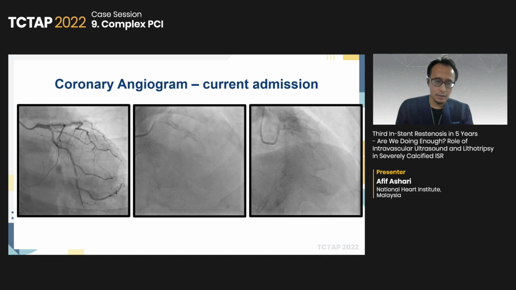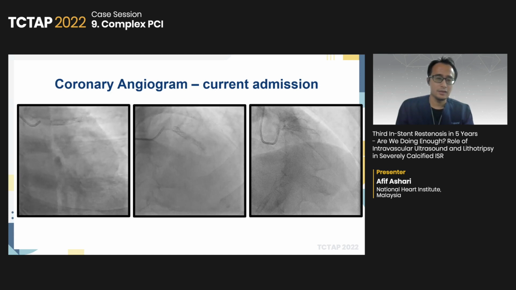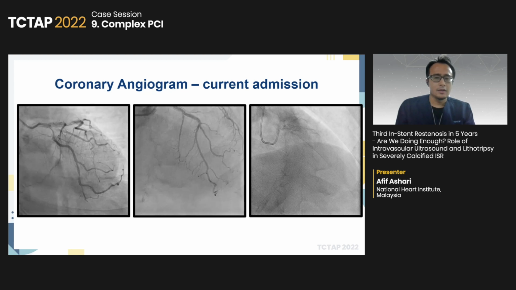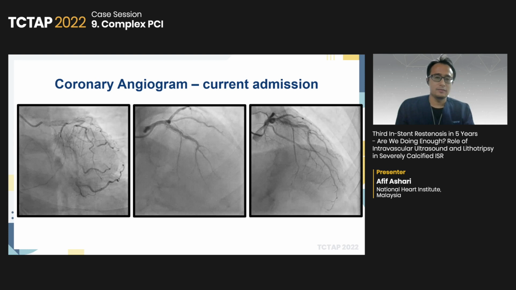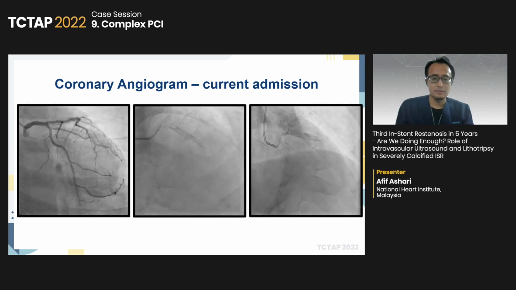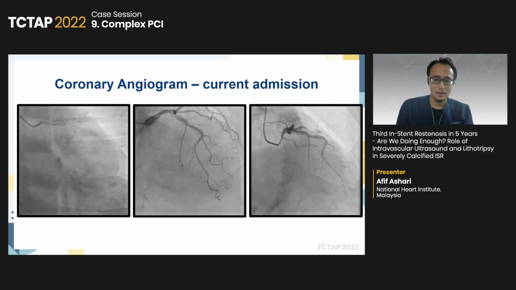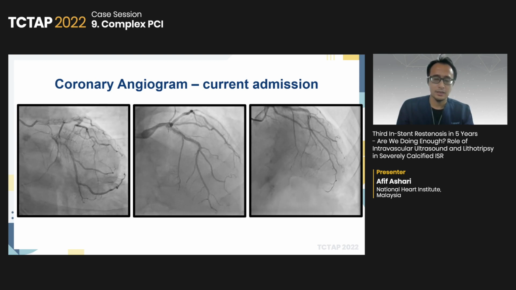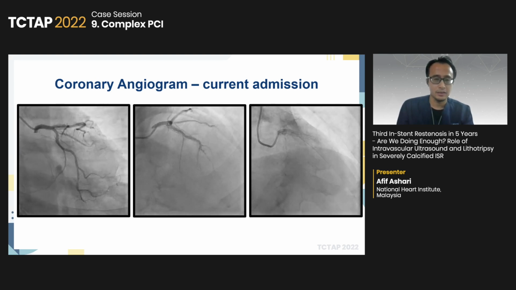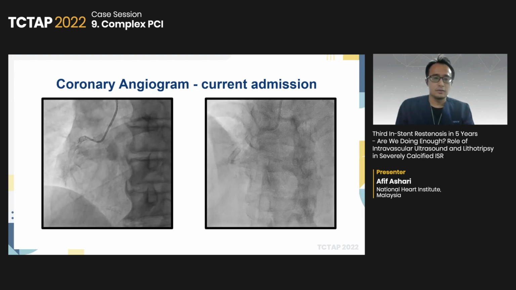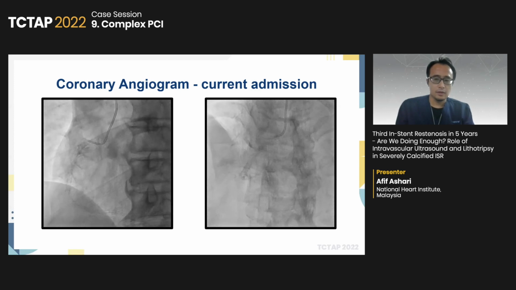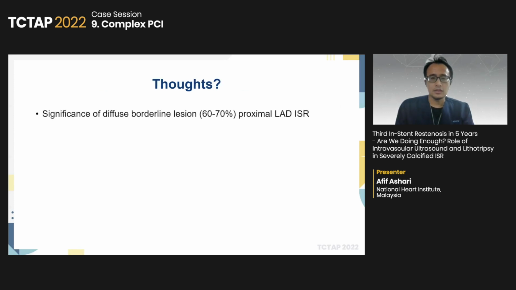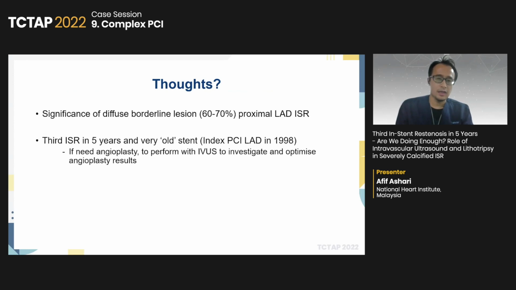So this is the current angiogram of this admission, and you may say it's not much different from the last angiogram in 2019 post DCB. We were also thinking the same thing: is this significant? Should we do this lesion? But the patient still came with frequent typical chest pain. This is the right side with the inferior MI stented, fairly normal with no significant ISR. So the thought at this point is the significance of the diffuse borderline lesion at the proximal LAD segment.